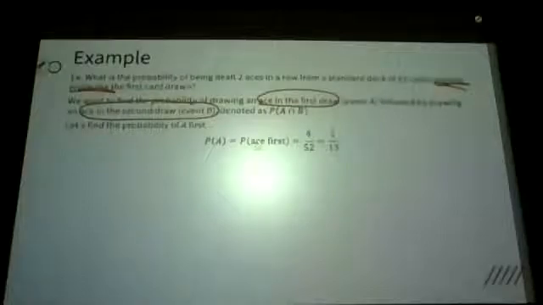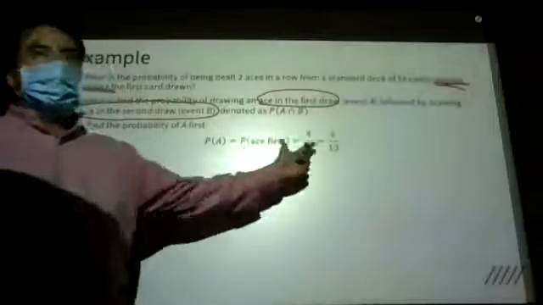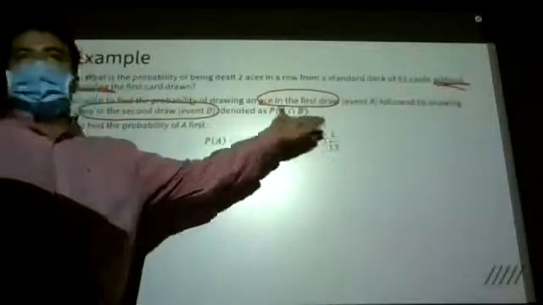So let's start step by step. What's the probability of A? So what's the probability of choosing an ace? This is pretty easy. There's 4 aces out of 52 cards, so it is 1 out of 13.